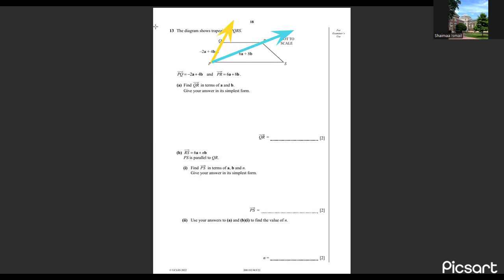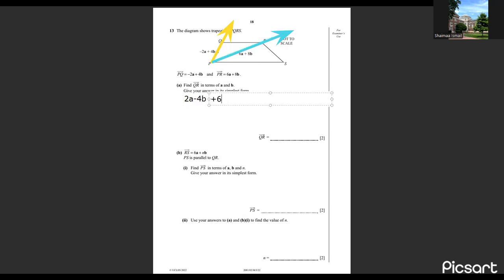Okay, let's now move from Q to R. Here we have to move in the negative direction, so we have to change the signs. So here it will be 2a minus 4b, plus the same direction here, 6a plus 8b.